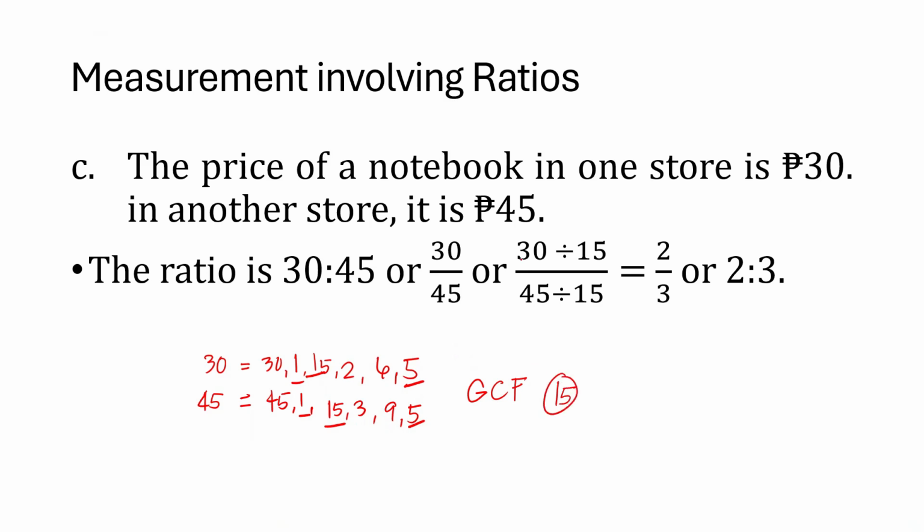So that is why we need to divide 30 and 45 by 15. So 30 divided by 15 is equal to 2. Then 45 divided by 15 is equal to 3. So the answer is 2 over 3 in fraction form. So if we try to transform it into a ratio form, that is 2 is to 3.